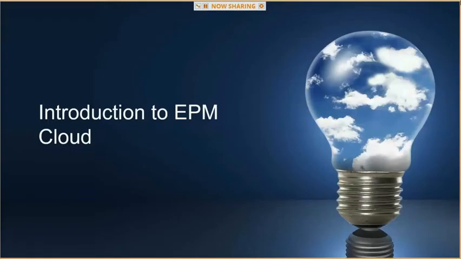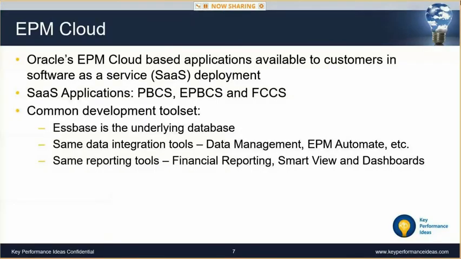So to start off with, here's an introduction to EPM Cloud. EPM Cloud applications are available to customers as a software as a service deployment, which means that it's a per member per month licensing. The EPM SaaS applications are PBCS, Planning and Budgeting Cloud Service, EPBCS, Enterprise Planning and Budgeting Cloud Service, and FCCS, which is Financial Close and Consolidation Cloud Service.